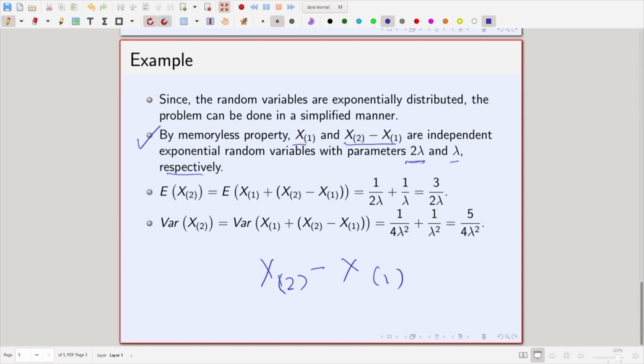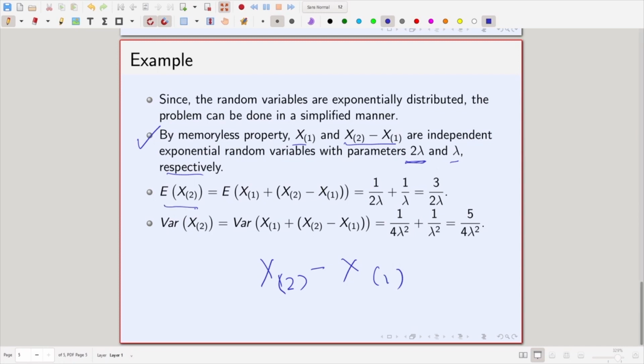So X1 and X2 minus X1 are independent exponential random variables with parameters 2 lambda and lambda respectively. The parameter has changed for X1 because now you know that this is basically the minimum of two exponentials and the parameters are lambda and lambda. So when you add lambda plus lambda, you get 2 lambda, and X2 minus X1 is independent of X(1), and it is again exponential with parameter lambda, because of the memoryless property.